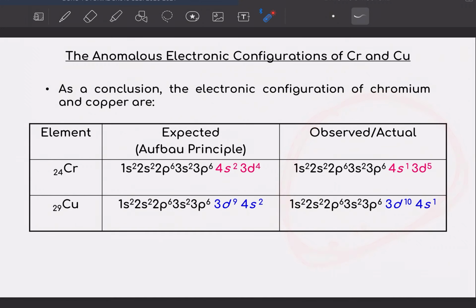Okay, so basically kita punya reason is that for here 3d orbital is half filled, okay, meaning that it is more stable compared to partially filled 3d orbital of chromium. Okay, ini fully filled, okay, is more stable. 3d orbital which is fully filled is more stable than partially filled 3d orbital of copper.